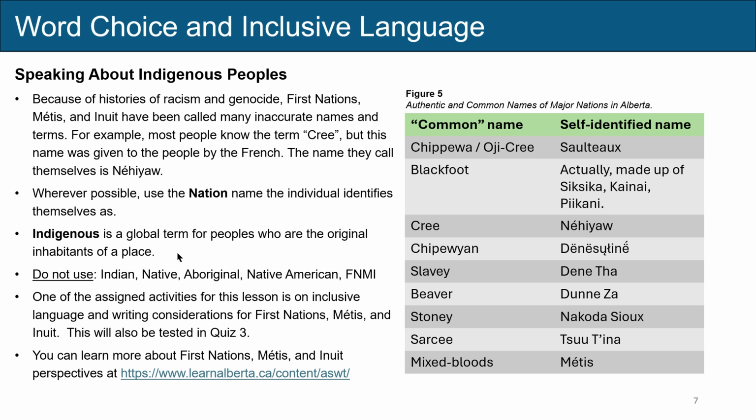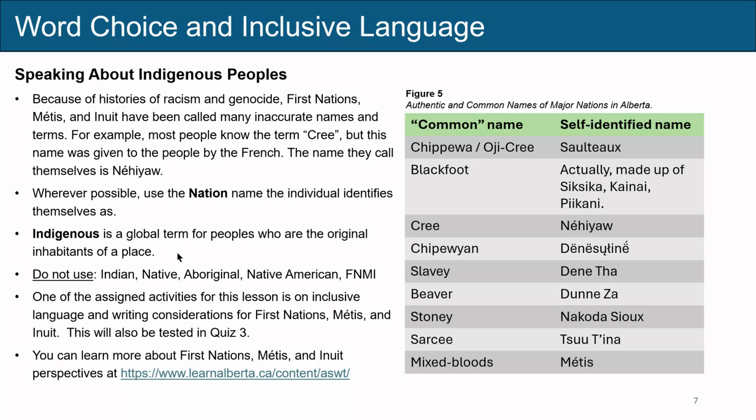So sometimes people want to use shorter phrases like indigenous to group all these peoples together, but it's problematic because it's not an accurate word. Similarly, in Canada, we do have negative histories with words like Indian, Native, Aboriginal, Native American, and those pieces. So one of your required activities for this module is to go through a H5P where you have to learn some more about the proper use of the terminology related to First Nations, Métis, and Inuit.